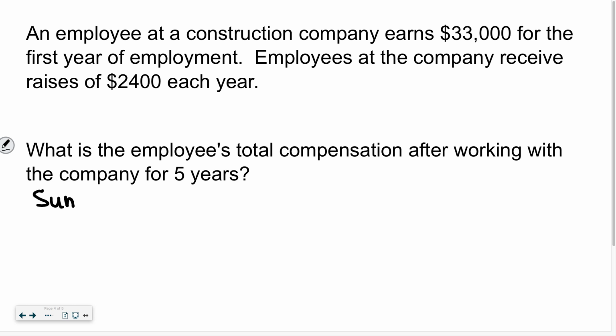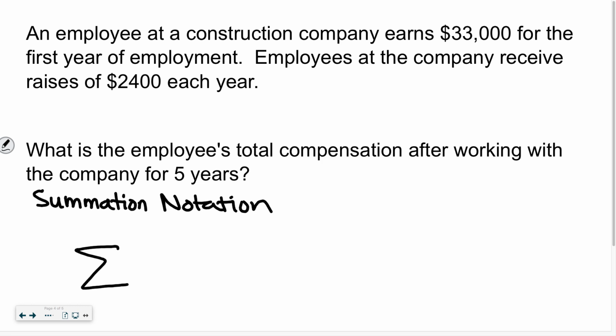Let's first write this in summation notation. So you and your pods, what's your summation notation going to look like? Go ahead and have a go at that. And then if you want to work on the total compensation, you can.